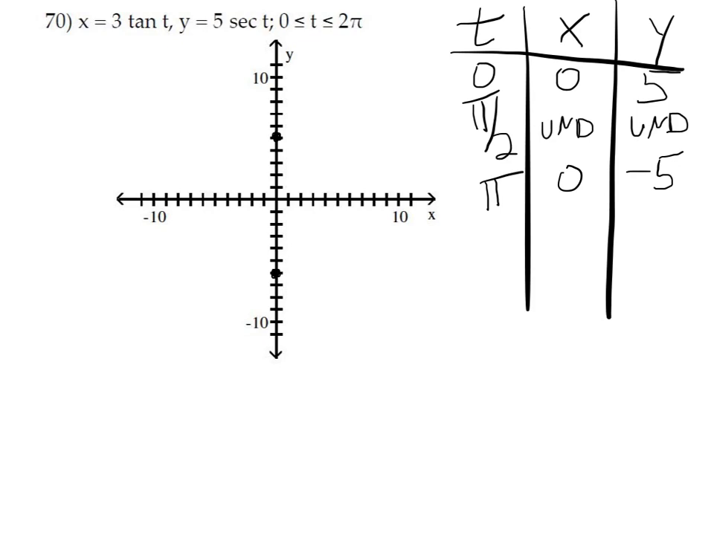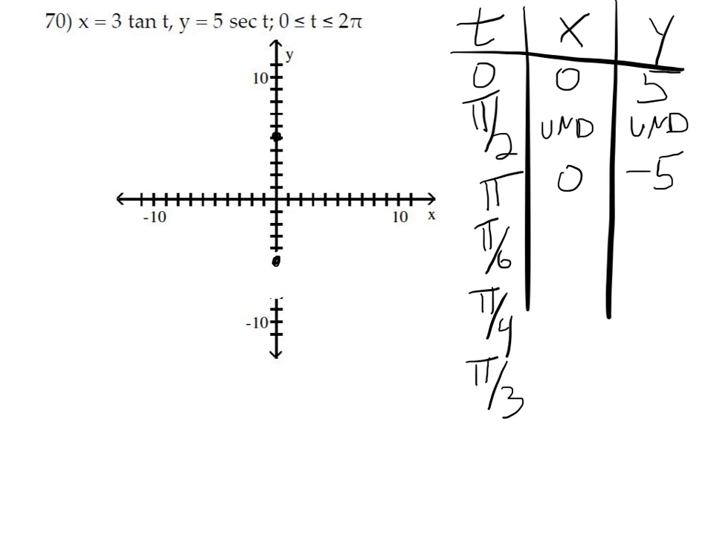See, I think I put that in the wrong spot. 1, 2, 3, 4, 5. I put it at 6. Silly. Let's put it at 5. There we go. So we need to do more values than just these. So let's try pi sixths, pi fourths, pi thirds to get an idea of what these look like.